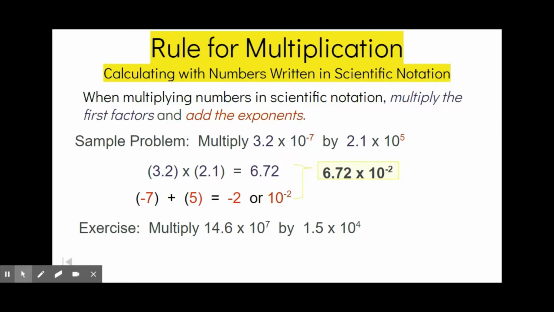Now, I'll give you a few moments to try a problem by yourself. Try multiplying 14.6 times 10 to the 7th by 1.5 times 10 to the 4th.